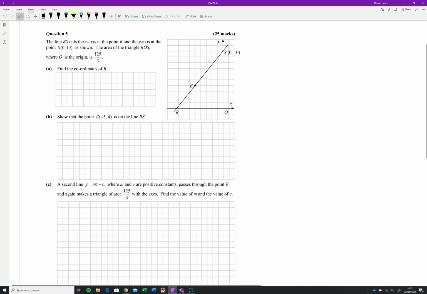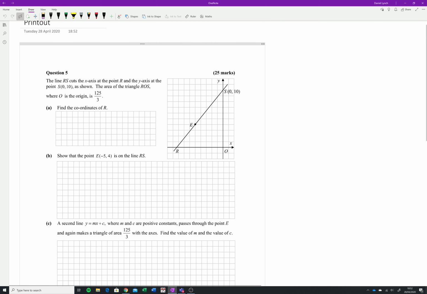The line OR-S cuts the x-axis at the point OR and the y-axis at the point S, 0, 10, as shown. The area of the triangle OR-OS, where O is the origin, is that. Find the coordinates of OR.